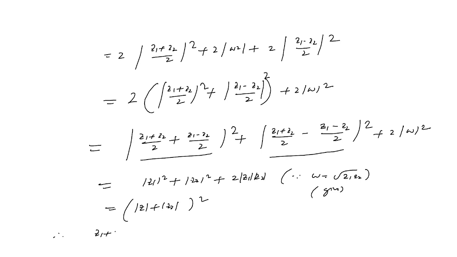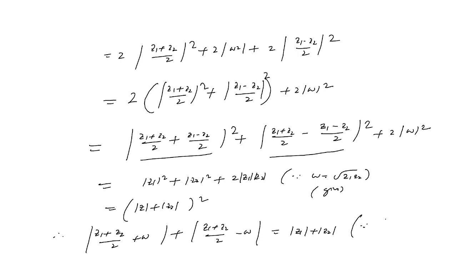Therefore our left hand side, |(z1+z2)/2 + w| plus |(z1+z2)/2 - w|, equals |z1| plus |z2|. Because all quantities are in the form of modulus, all are non-negative quantities. Since each term is non-negative.